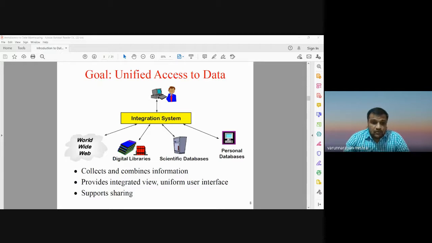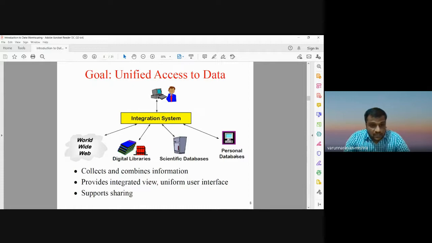The goal of such unified access to the data is an integrated system that will include the World Wide Web, digital libraries, scientific databases, or personal databases. So the goal of data warehousing, or the aim of a data warehouse, is to have unified access to all the data sets coming from different sources. We need to integrate the heterogeneous data sources into a single platform so that everyone can access that data. It's a kind of unified access to all the data sources.